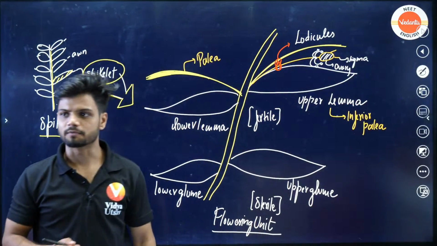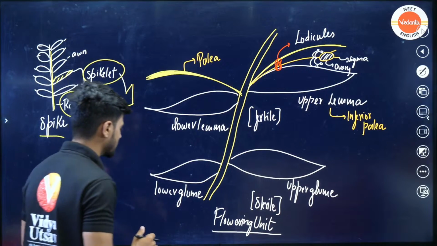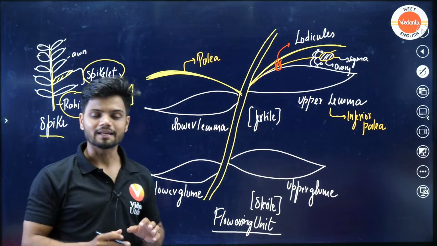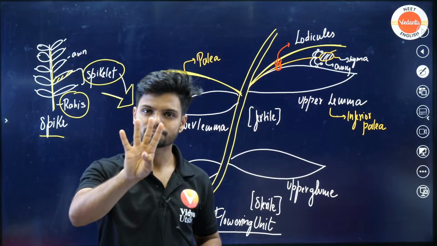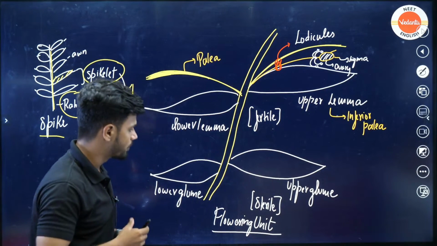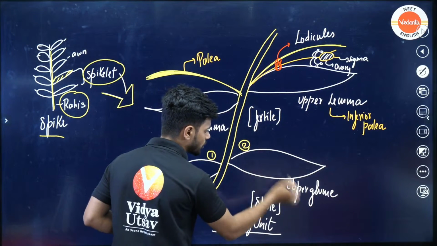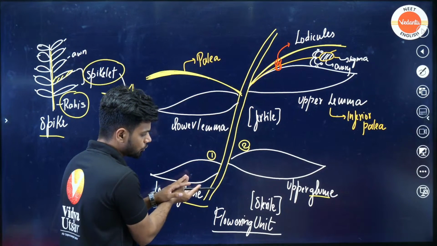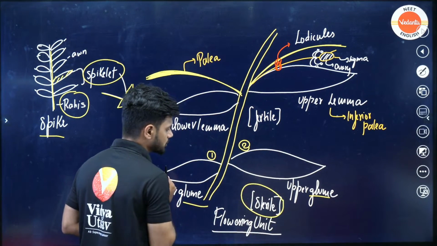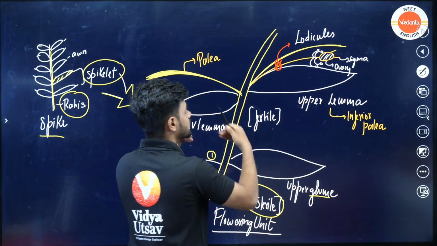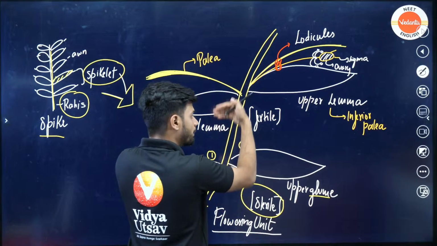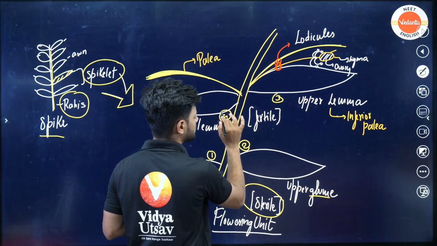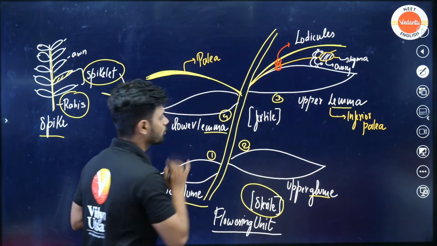Now, if you zoom into the spikelet, inside each spikelet, how many bracts are there? Four. There are four different bracts here. The first two bracts are called glumes, upper glume and lower glume. The glumes are sterile in nature. In the upper side we have two more bracts, the third and fourth bract. They are called lemma.